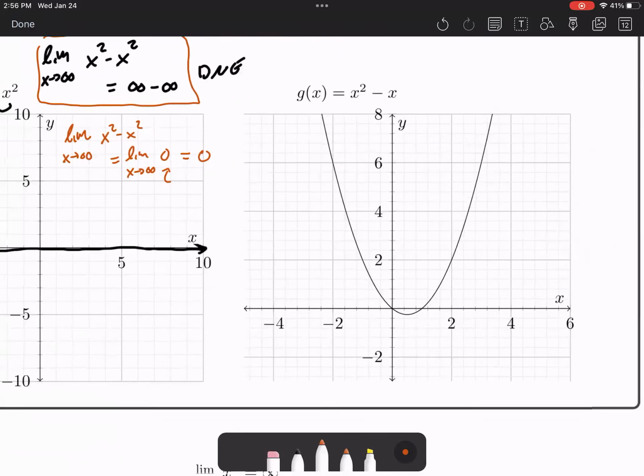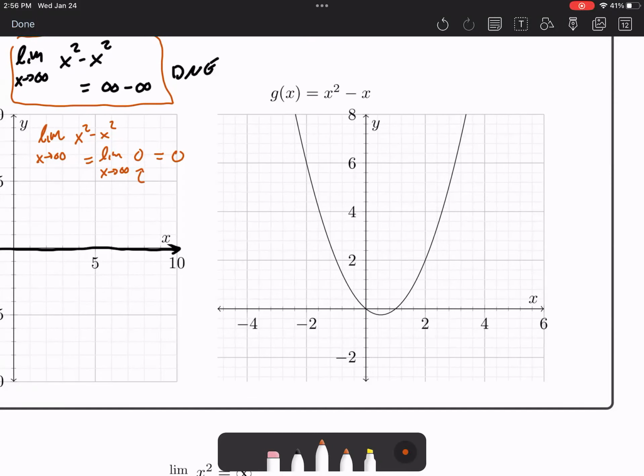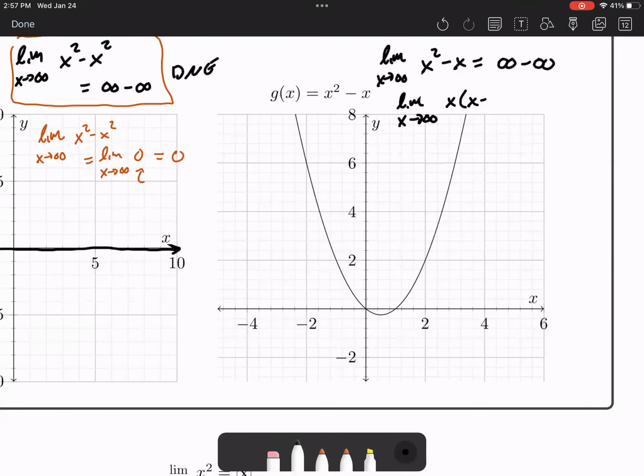Let's go over here. g of x, which is x squared minus x. So again, let's just try direct substitution first. If I attempted to take the limit as x travels to infinity of x squared minus x, we get infinity minus infinity. So again, another indeterminate form. The limit may or may not exist. But we can see if we take the limit as x goes to infinity, and we simplify with a little bit of algebra first, and I pull out the x. Actually, I would like to pull out the x squared.